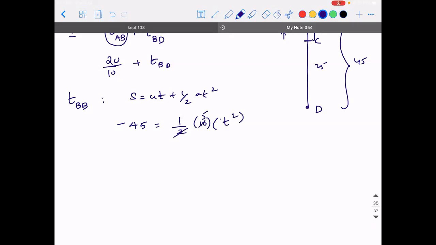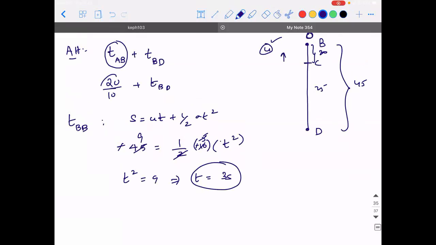This will go 5 times. Oh, there is a minus. Minus and minus will get cancelled. This will go 9 times. So T square is equal to 9, which implies T is equal to 3 seconds. Actually, it is plus or minus 3 seconds, but since it is time, I am ignoring the minus sign. Okay. So here it is 2 seconds plus here it is 3 seconds. You are still getting the same 5 seconds.